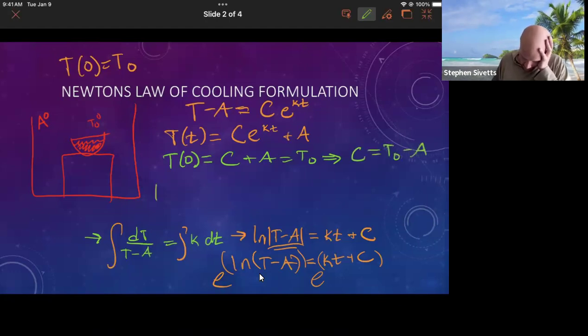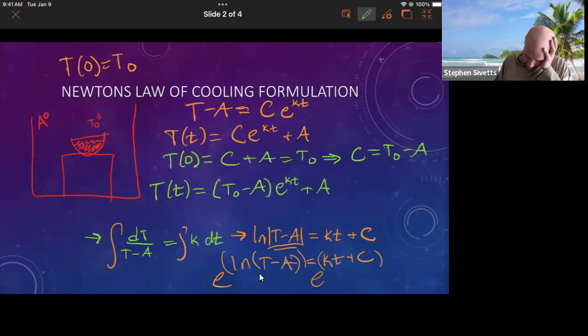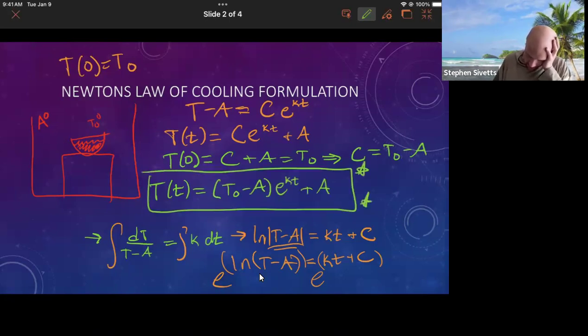And so the particular solution of a differential equation that expresses Newton's law of cooling is T naught minus A times e to the KT plus A. That is the function for Newton's law of cooling. All right, so let's look at an example.